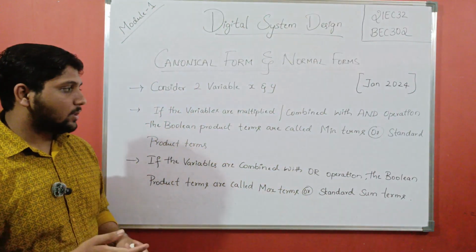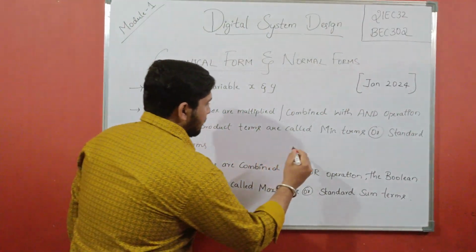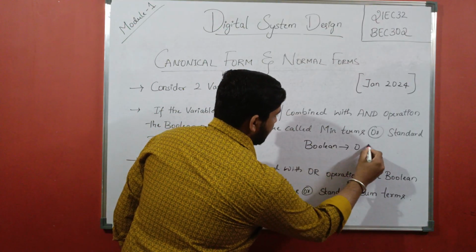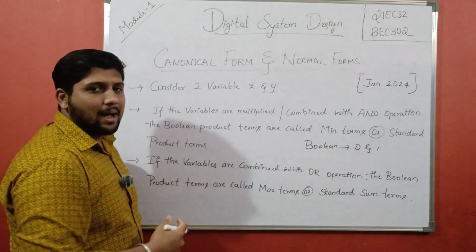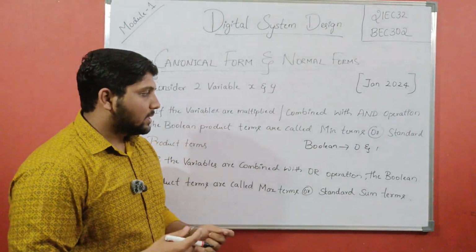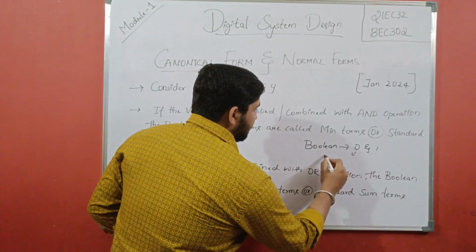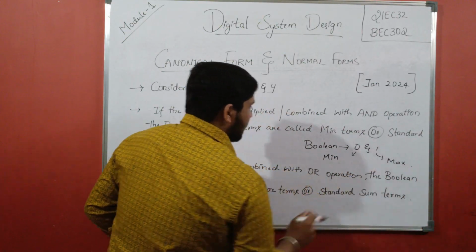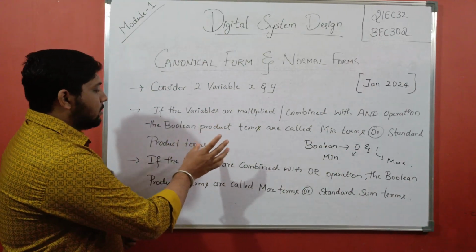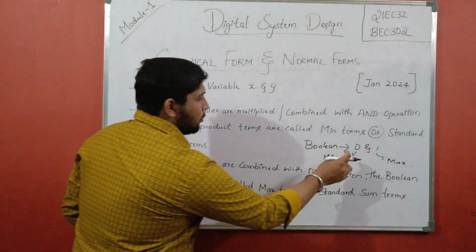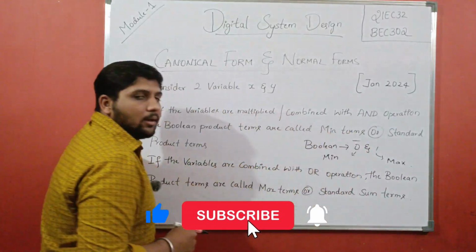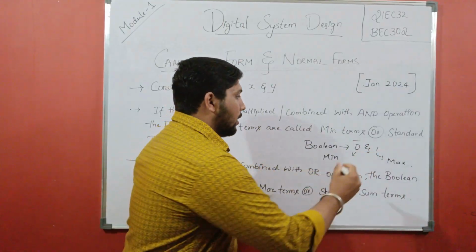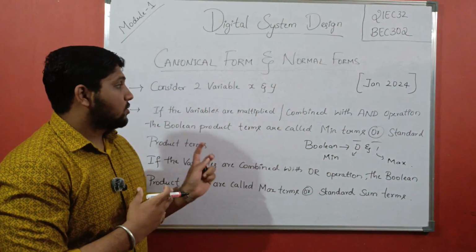Before we get into the next part, I want you to remember two things. Boolean is actually 0 and 1. Can you tell me which is the maximum and minimum number here? Obviously the minimum would be 0 and the maximum would be 1. The same way, whenever you are writing any expression in minterms, the 0 is considered as complement, and for maxterms the 1 is considered as complement. Let us study this in detail. Hope you have understood this.